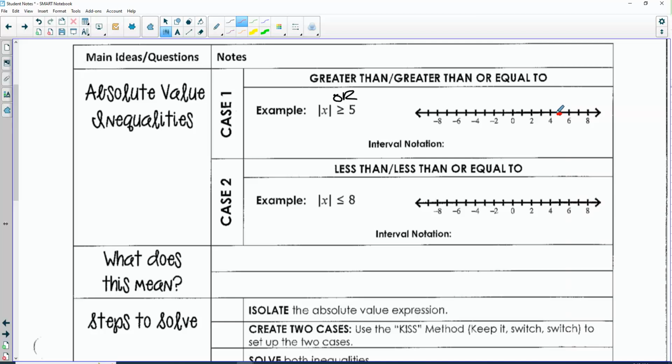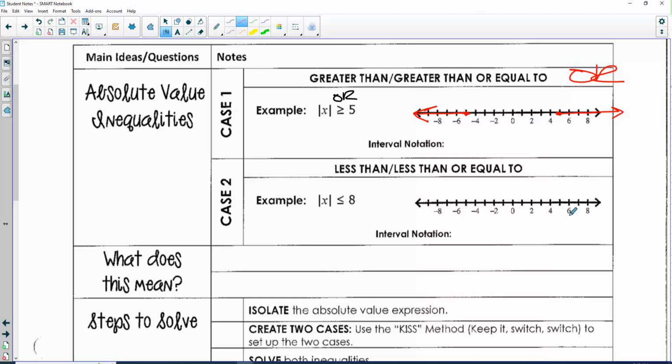So I could be here or in that direction, or if you're at negative 5, isn't my distance from 0 still 5? And if I want to be more than that, I would have to go that direction. So if it's a greater than, these are ors, so they will go two different directions at the end.